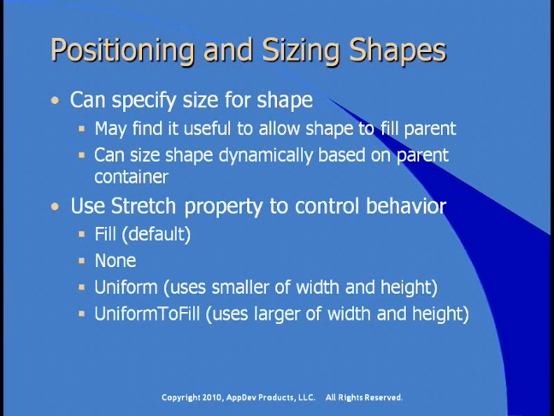Uniform to fill uses the larger of the width and the height. In this case, the shape stretches in both directions proportionally until the shape reaches the edge of the container, and the shape may be truncated because it doesn't all fit, because you're using the larger of the width or the height. For a rectangle, this shape provides the largest possible square that fits within the parent, and for an ellipse, it provides the largest possible circle with possible truncation. Let's look at an example that demonstrates the behavior of these options.